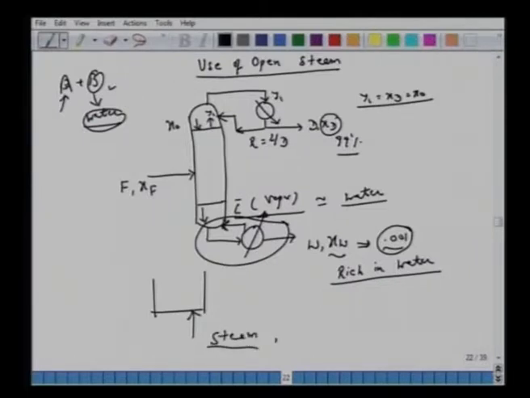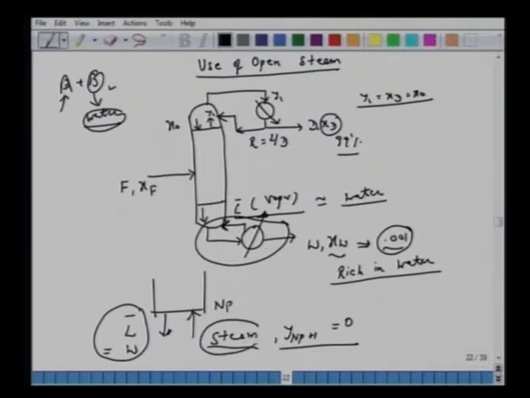You can say that the composition of Y at plate NP, this Y NP plus 1, is approximately 0. So whatever product you are getting, L bar, is nothing but your bottom product. So this is what we are calling an open system. We have the bottom product, bottom column, in which whatever liquid we are withdrawing is highly rich in water. So the reflux, which is supposed to be sent from the reboiler, is nothing but steam, pure water.